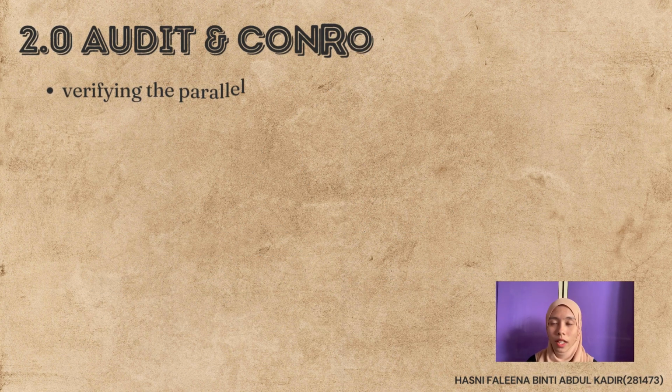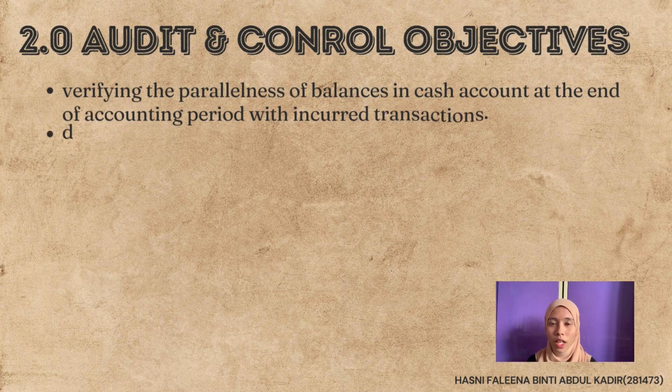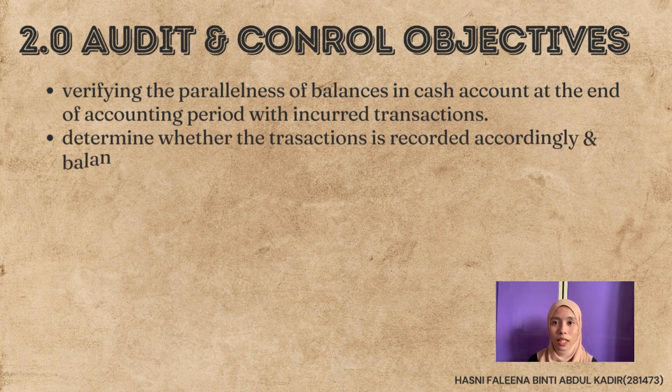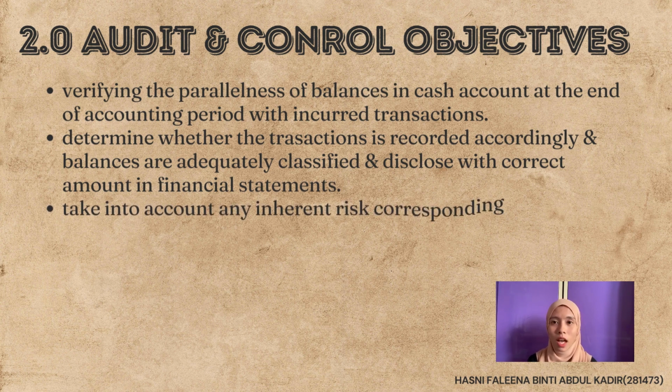Next, we move to audit and control objectives. The main intention is to verify balances in the cash account at the end of the accounting period with transactions that occurred for the represented year. Next is to determine whether the transactions of cash are recorded accordingly and to ensure all of the cash balances are adequately classified and disclosed with the correct amount in financial statements.